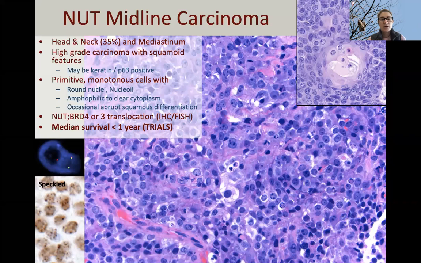This can occur in people of all ages, young adults to older adults. It's essentially a very high-grade carcinoma with primitive morphology, with sometimes evidence of squamous differentiation, and defined by rearrangement of the NUT gene, usually with BRD4 or BRD3 as its partners. Here's immunohistochemistry for NUT. Here's a FISH showing the NUT rearrangement. Most of these patients don't survive very long, but their highest chance of survival is going to be entering into clinical trials for targeted therapy against these rearrangements.